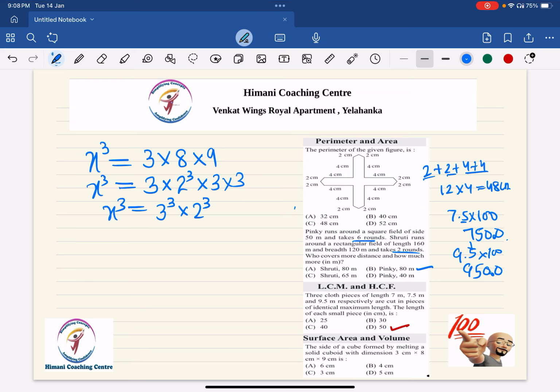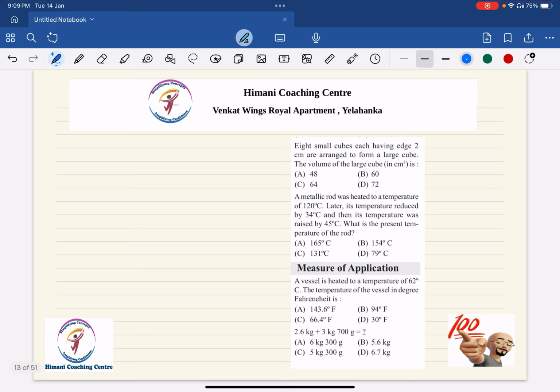Okay. So now if we do cube root of both sides, so then it would be x equals 3 into 2. The 3 power is gone. And 3 into 2 is how much, students? 6. So A is the right answer. Okay. Let us move to next question.